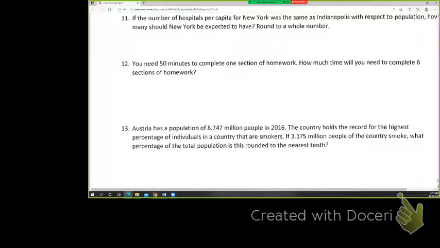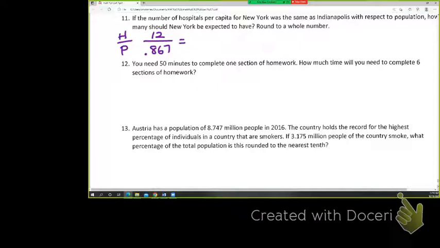If the number of hospitals per capita for New York was the same as Indianapolis with respect to population, so we're going to use Indianapolis numbers. So we're going to have hospitals, population. So I can go 12 over, and these are in millions, so I could do 0.867.